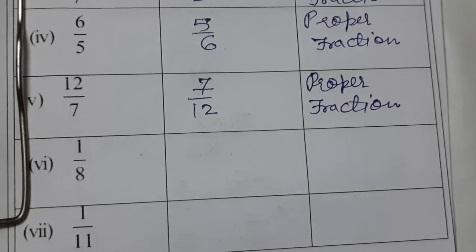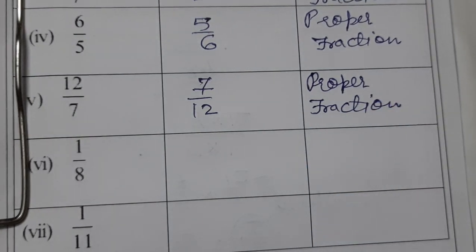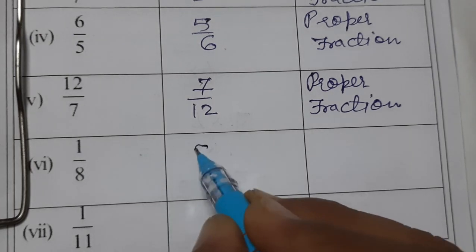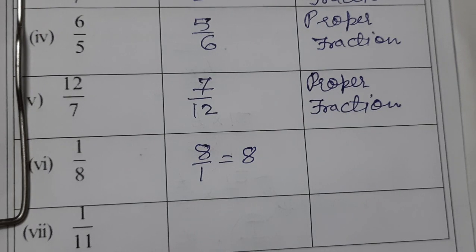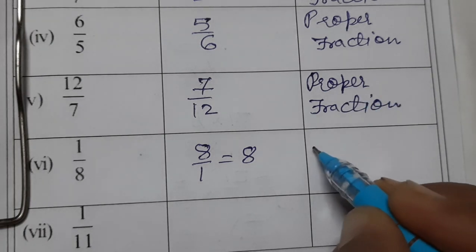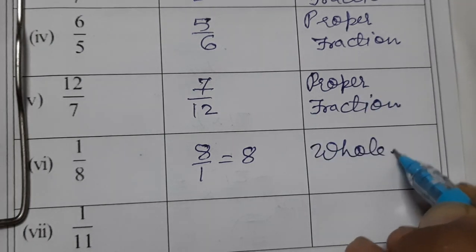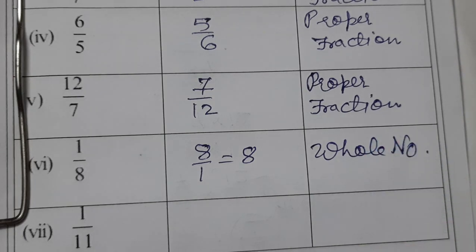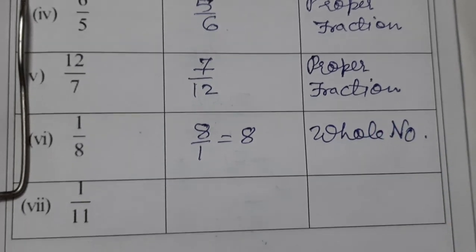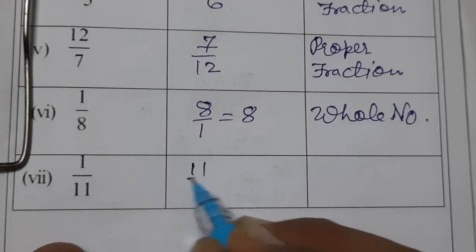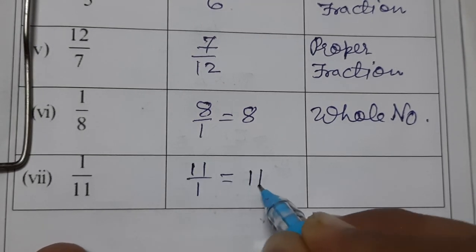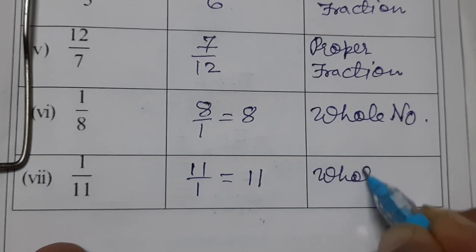The next one, 1 by 8. So what is the reciprocal of 1 by 8? 8 by 1. 8 by 1 means 8 only, because 1 is denominator, so we can write it as a whole number. So 8 by 1, 8 is whole number. Then 1 by 11, last one. See the last one, 1 by 11. 1 by 11 reciprocal is 11 by 1. 11 by 1 means 11 only. So again it is a whole number.